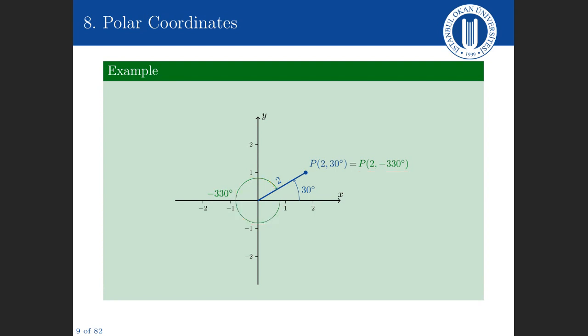Or there's another way to do this. Let's suppose we go anti-clockwise, but let's suppose we don't stop at the angle. Let's suppose we go all of the way around like this, 360 degrees, and then another 30 degrees. In other words, we could take the angle 390 degrees. This point also has polar coordinates (2, 390°).